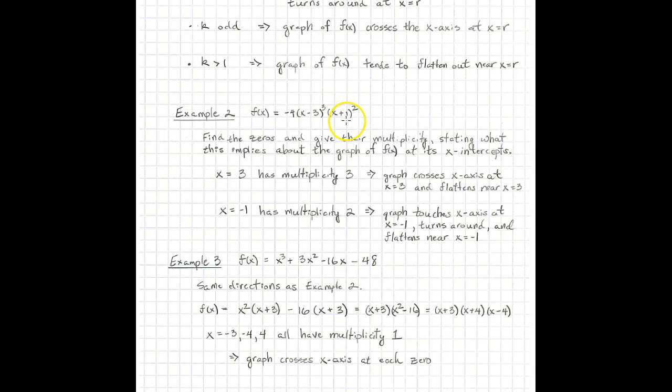This guy, x equals negative 1, has a multiplicity of 2, which means that it does not cross the x-axis. It touches it right at x equals minus 1 and turns back around and stays on the side of the x-axis that it was on already. But because the multiplicity itself is bigger than 1, it flattens out near that value of x equals minus 1.